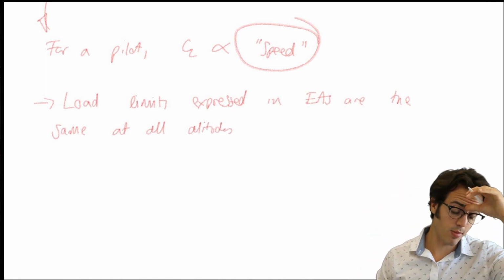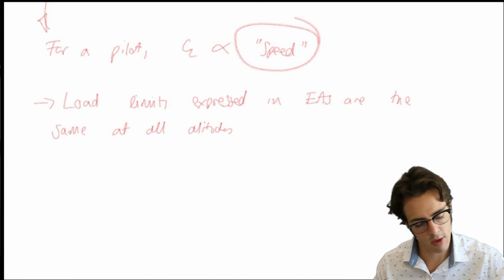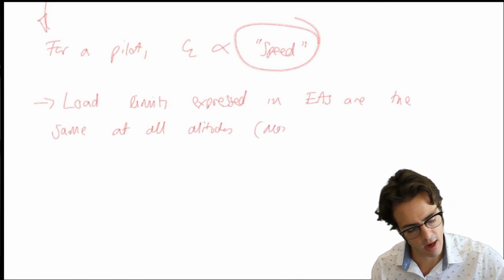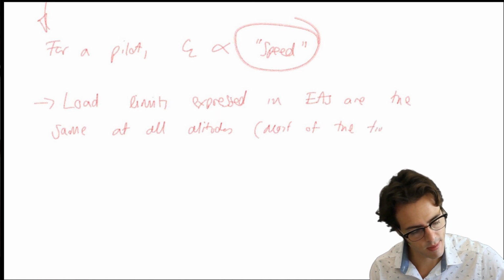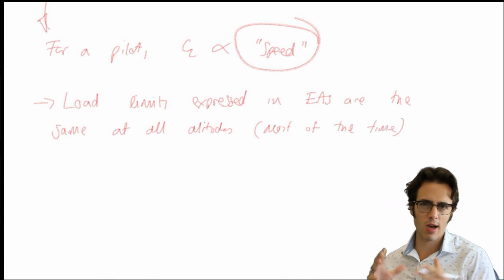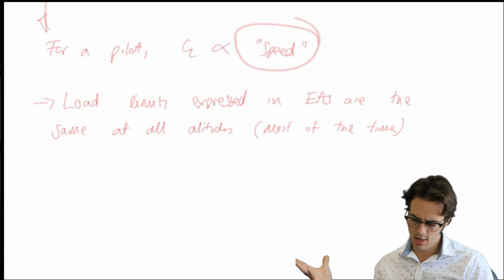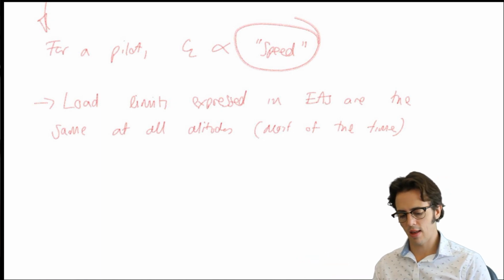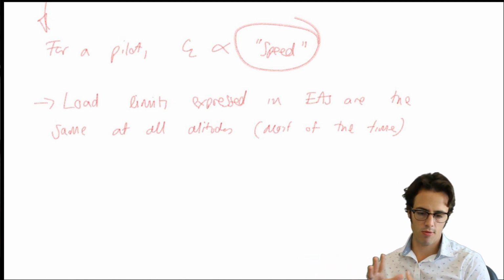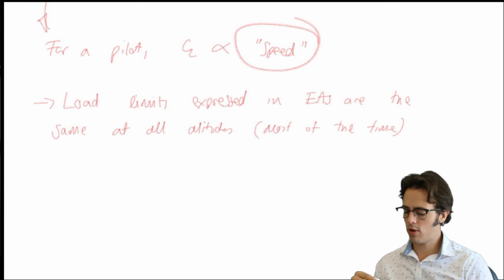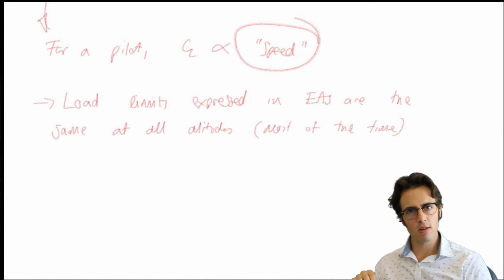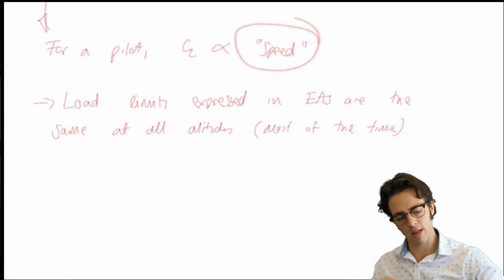I'll say load limits expressed in EAS are the same at all altitudes, in brackets, most of the time. And that's most of the time because I'm talking about load limits where they're just a function of dynamic pressure. So if we're looking at the maximum fixed value of lift that a wing can take, that would be included in this. If we're talking about, say, a Mach number limitation, then things get a little bit different and they're not quite the same.